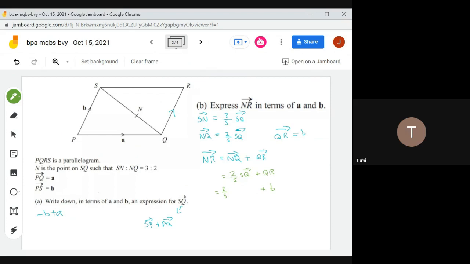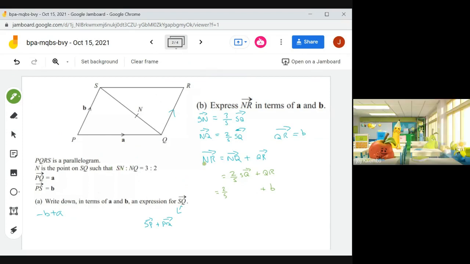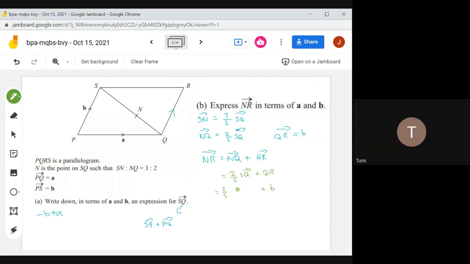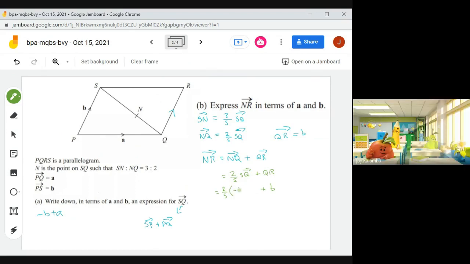How? I'm not sure you write that. Oh, well, minus B plus A. Say it louder and more confidently. Minus B plus A. There you go, you got it. So 2/5 of minus B plus A, like that. And now we just need to expand and simplify, like the last time. Okay. Yep.